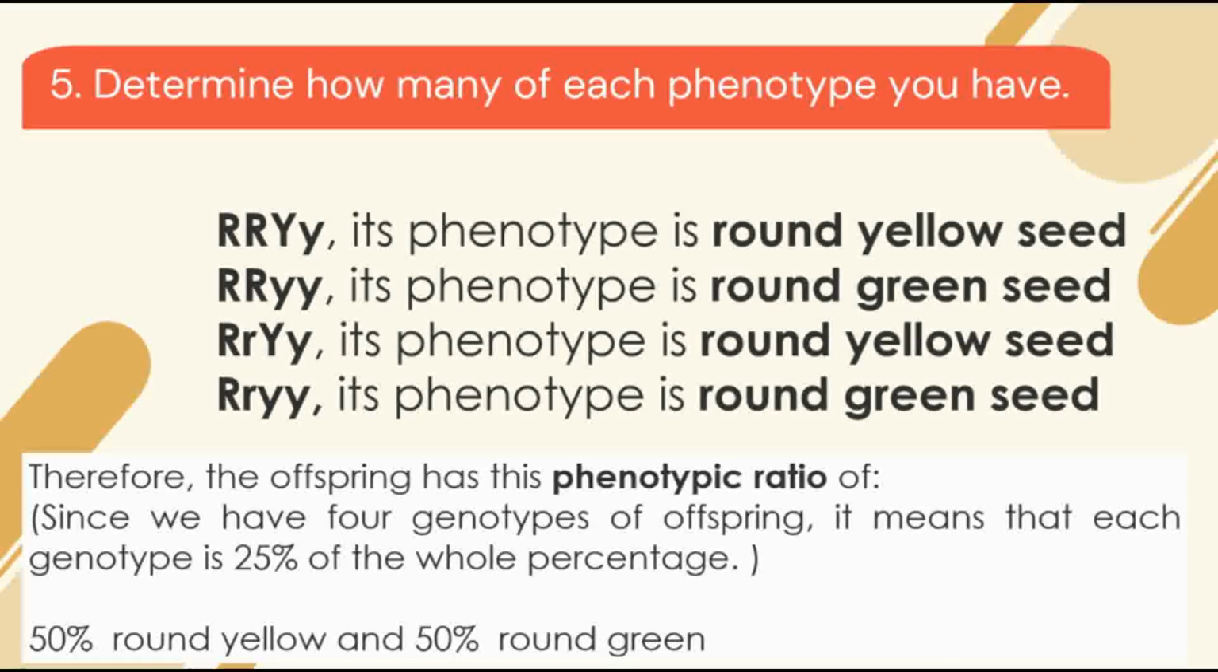Given that there are four distinct genotypes, each represented in the offspring, this implies that each genotype constitutes 25% of the total offspring. This analysis provides a clear view of how the parental genotypes influence the phenotypic outcomes in their progeny, with equal representation of round yellow and round green seeds among the offspring.